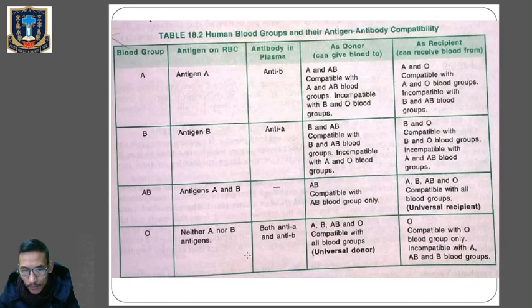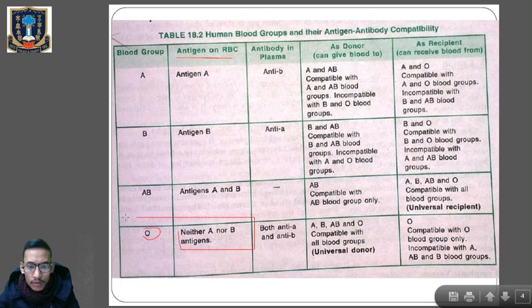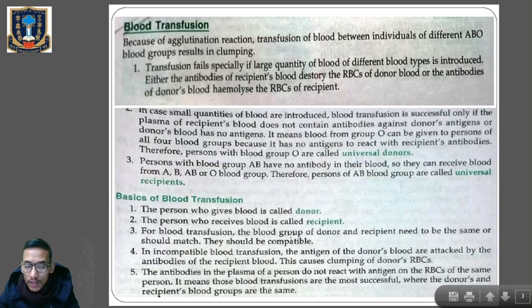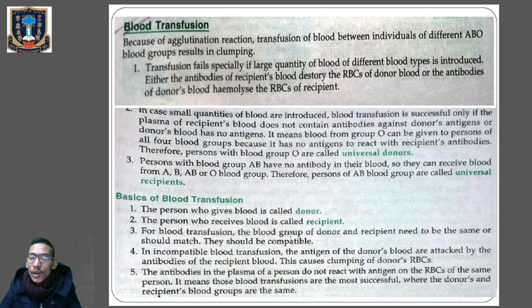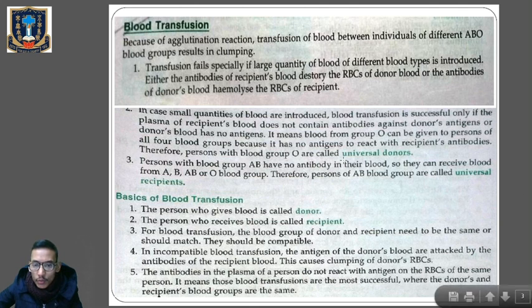If you look over here, you can see that for blood group O, there are no antigens on the RBC, but they have both antibody A and antibody B. So since blood group O does not have any type of antigen A or antigen B, it can be given to persons of all 4 blood groups. That means blood group A, blood group B, even blood group AB. So that's why blood group O is called universal donor. Clear?